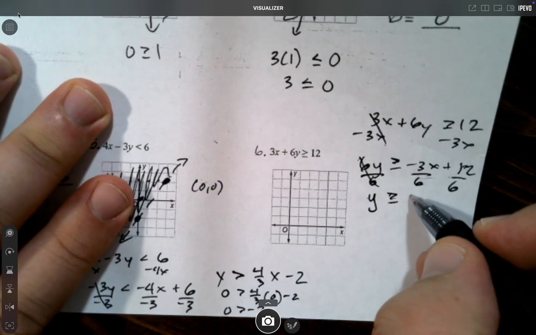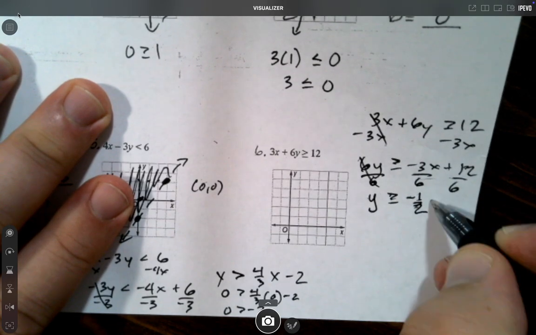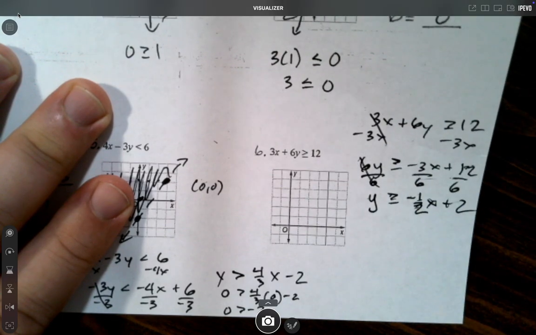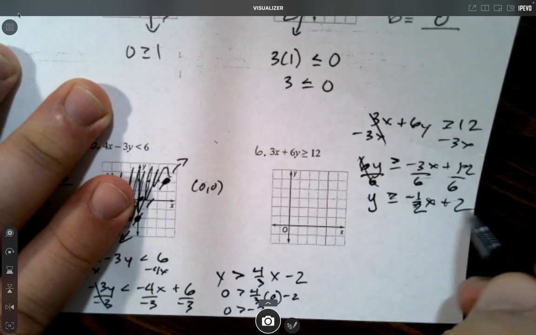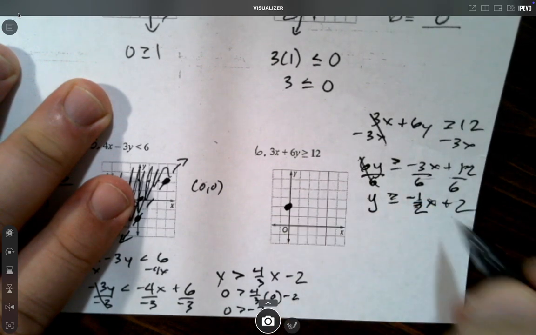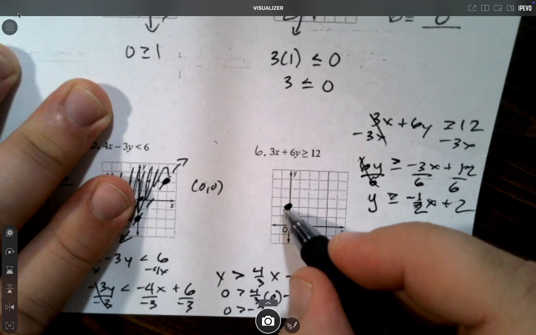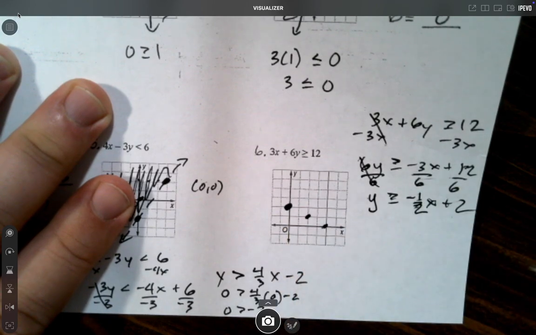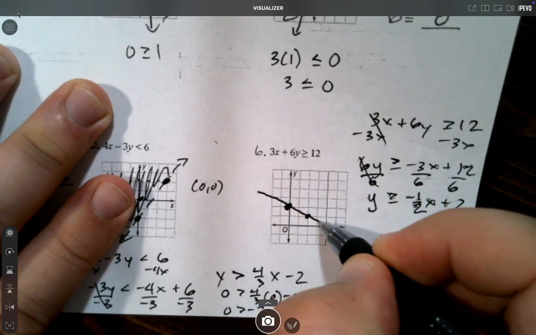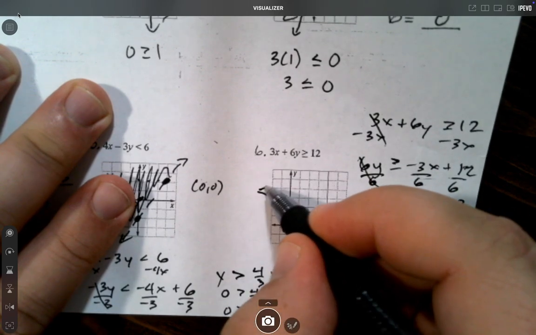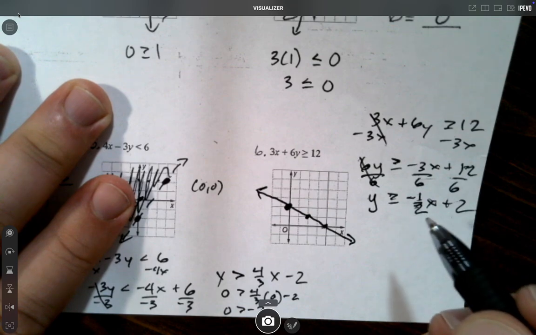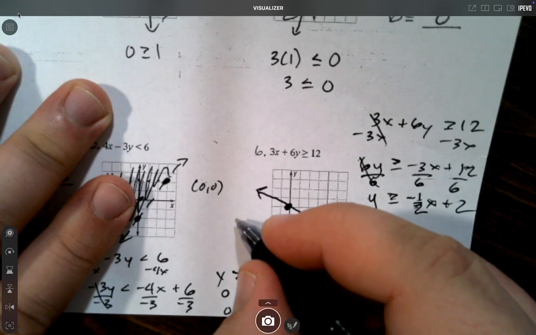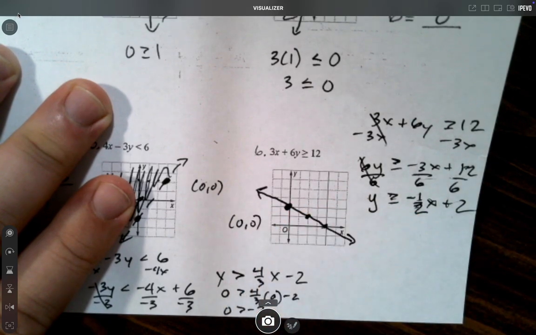Negative 3 over 6 is the same as negative 1/2. 12 over 6 is the same as 2. So my y-intercept is the constant, the number by itself, 2. My slope is negative 1 over 2, so I go down 1 over 2. You can do it again if you want, down 1 over 2. So it's going to be a solid line through those points. And it's solid because it's a greater than or equal to situation. Anytime it has an "or equal to," it's a solid line.